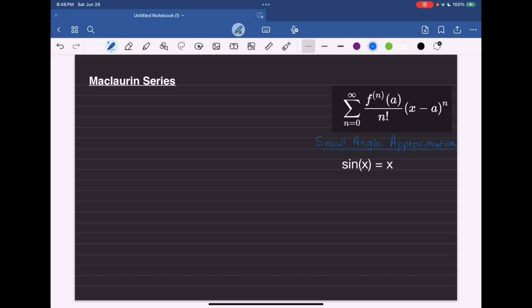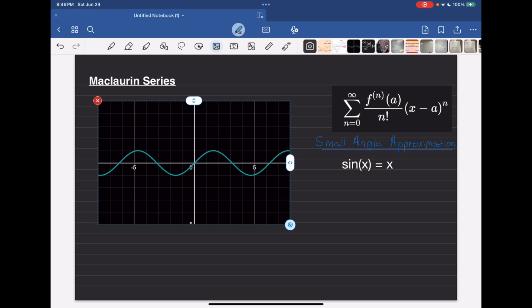Okay, so since we looked at sine of x for our examples of applications of Maclaurin series, now we can look at how to derive sine of x's Maclaurin series. So let's say we have a function sine of x, which looks like this. So f of x equals sine of x. And we want an infinite polynomial that is exactly the same as sine of x everywhere.